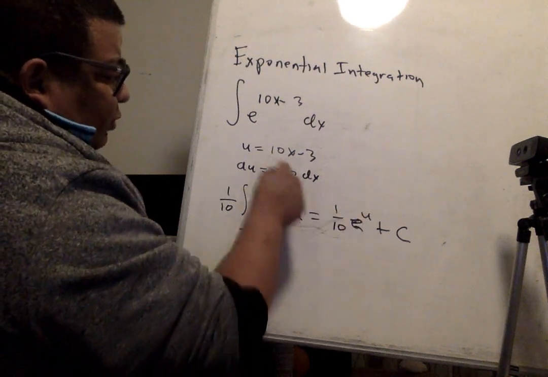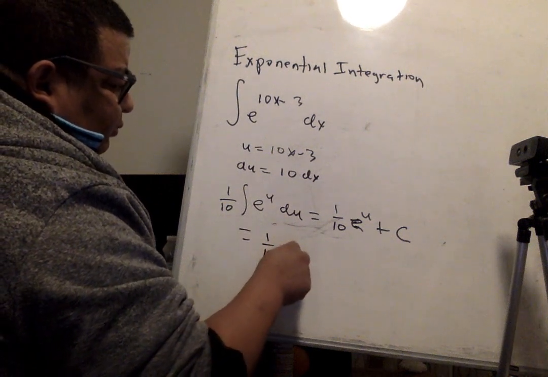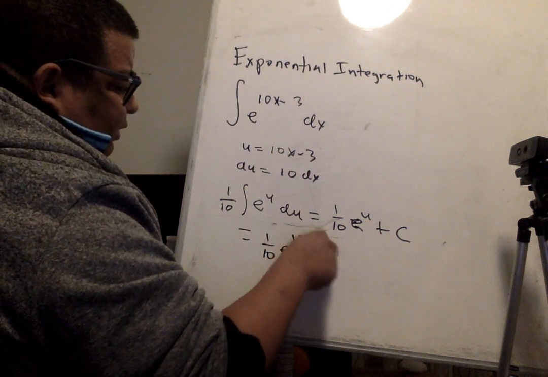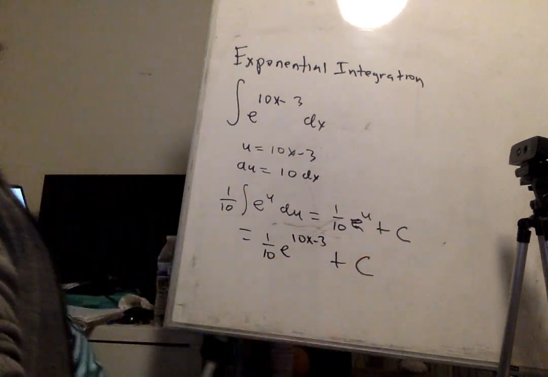Then we plug in what u is. So u is equal to 10x minus 3, so we get 1 over 10 e to the 10x minus 3 plus c.